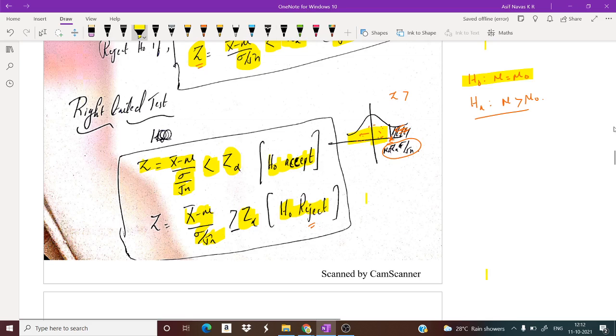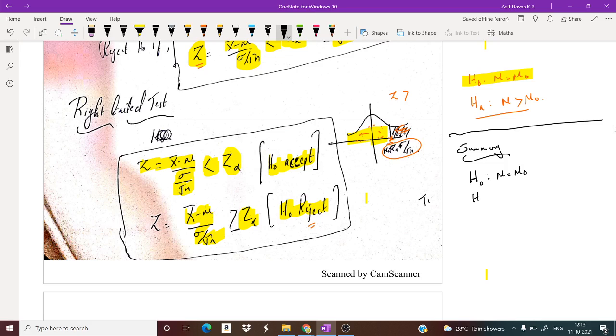So let us recall what a two-tailed test and a one-tailed test are. So we have a summary. What we have to do is check whether the null hypothesis mu equal to mu naught we need to accept or reject. So in two-tailed test, that means H a must be of the form mu not equal to mu naught.